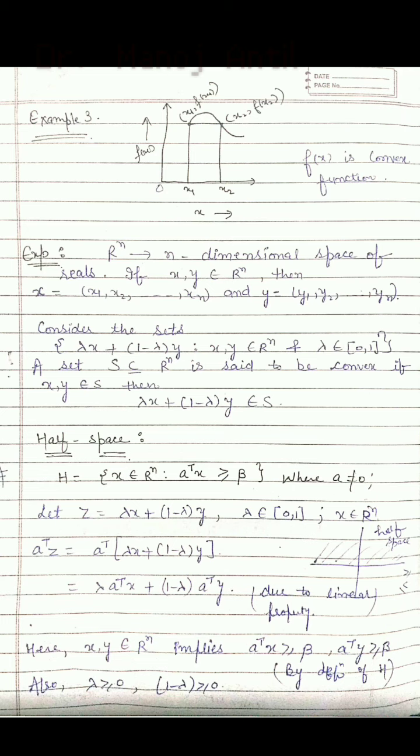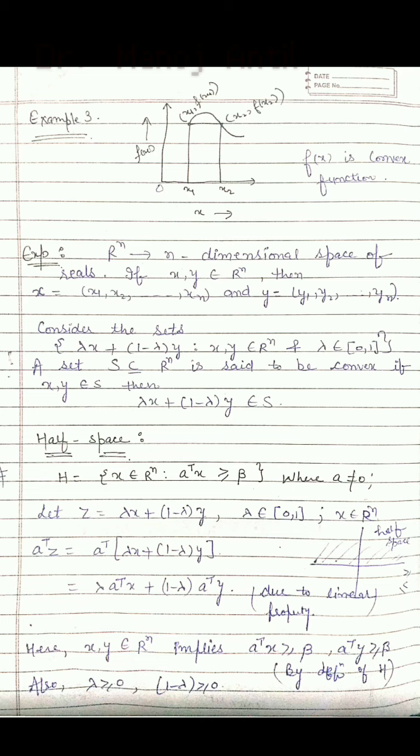Dear students, now next is the main and important definition of the convex set, which we have to apply in the theorems as well as in the numericals. We are considering the set lambda x plus (1 minus lambda) y, where x, y belong to Rn and lambda belongs to the closed interval [0, 1]. We say that a set S contained in Rn is said to be convex if x, y belong to S, then lambda x plus (1 minus lambda) y belongs to S. So this linear combination must belong to S, where lambda belongs to the closed interval [0, 1]. Means to say, if for x, y belonging to S, lambda x plus (1 minus lambda) y also belongs to S, then we say that it is the convex set.